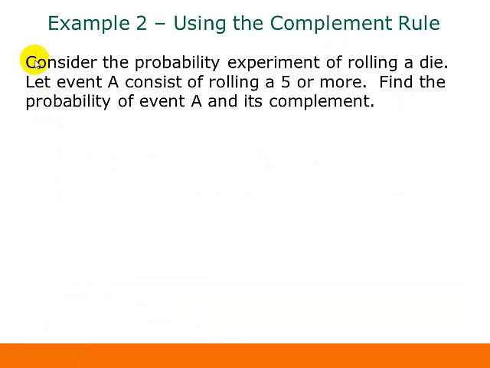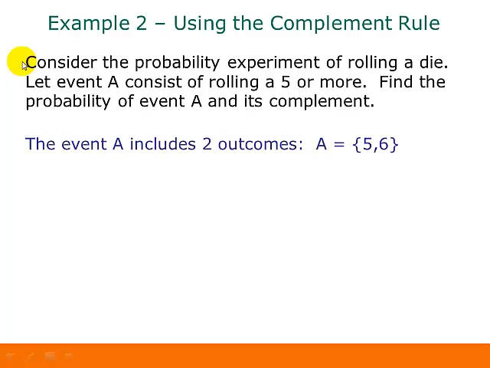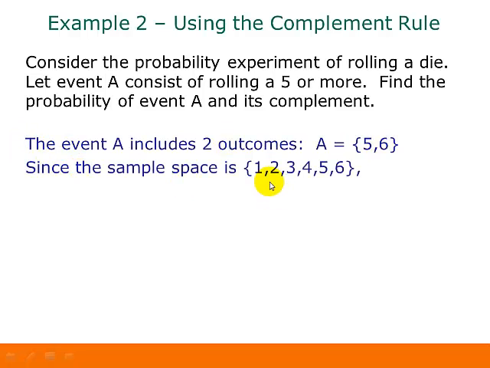Here's another example. If we go back to the probability experiment of rolling a die, let event A consist of rolling a 5 or more. Find the probability of A and its complement. So our event A includes two outcomes. We could write this as a set, so A is equal to {5, 6}. These are the two possible outcomes in our event. Our sample space is all the different faces on the die, so it's the numbers 1 through 6.